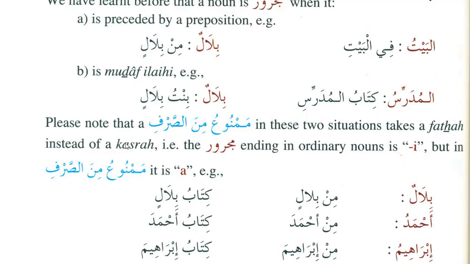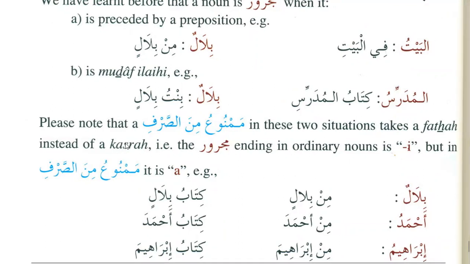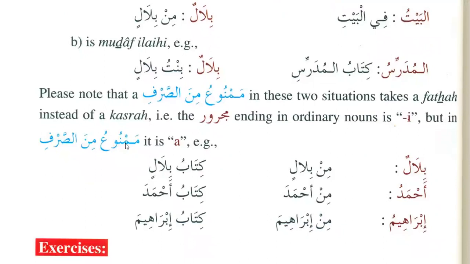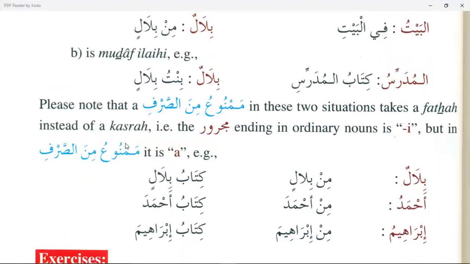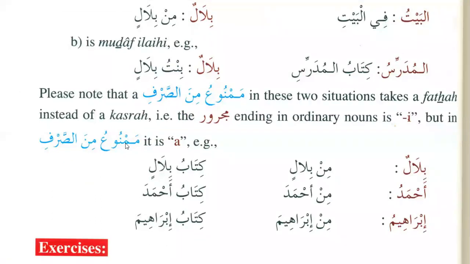Please note that mamnu min as-sarf in these two situations takes a fatha instead of a kasra. That is, the majrur ending in ordinary nouns is kasra, but in mamnu min as-sarf it is fatha. For example, Bilalun min Bilalin, kitabu Bilalin, Ahmadu min Ahmada, kitabu Ahmada, Ibrahimu min Ibrahima, kitabu Ibrahima.